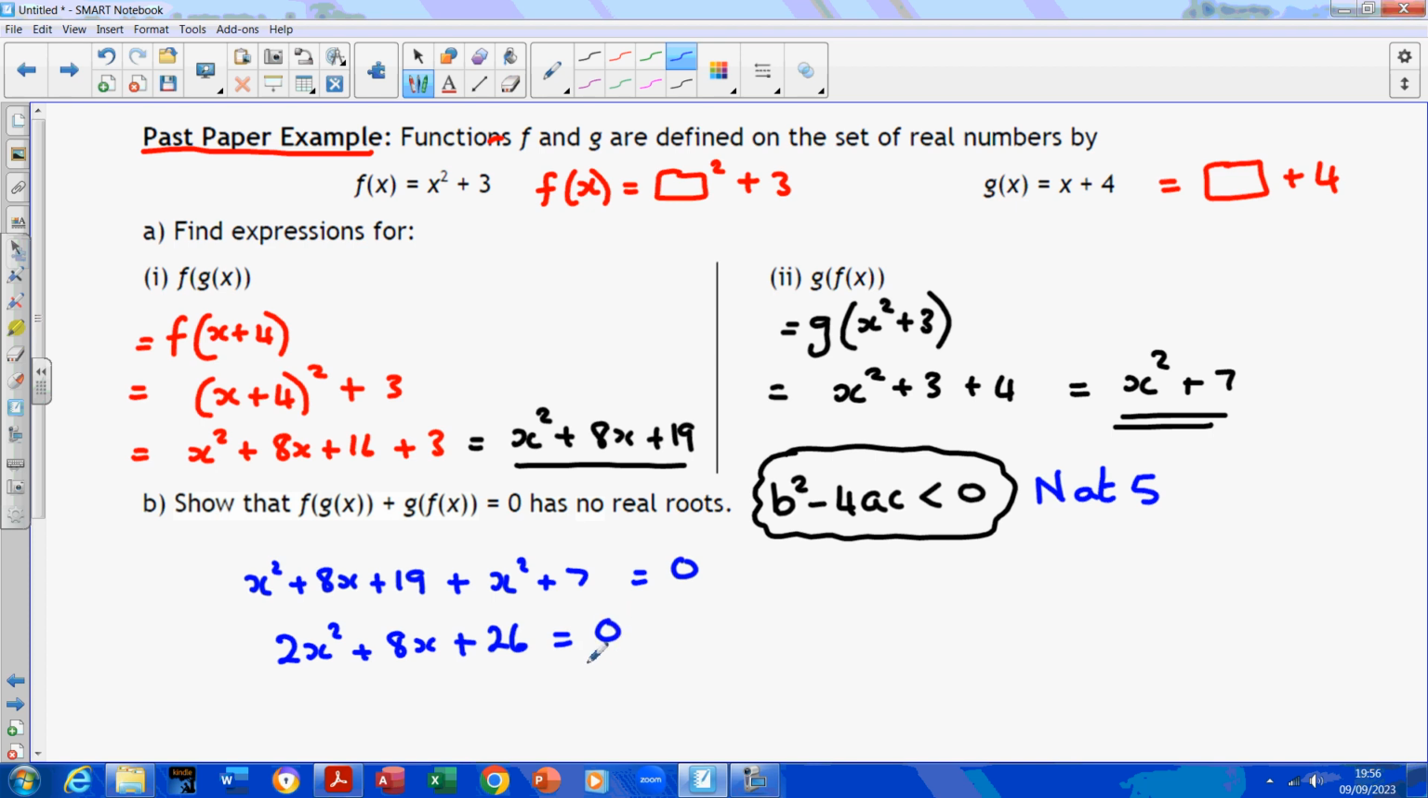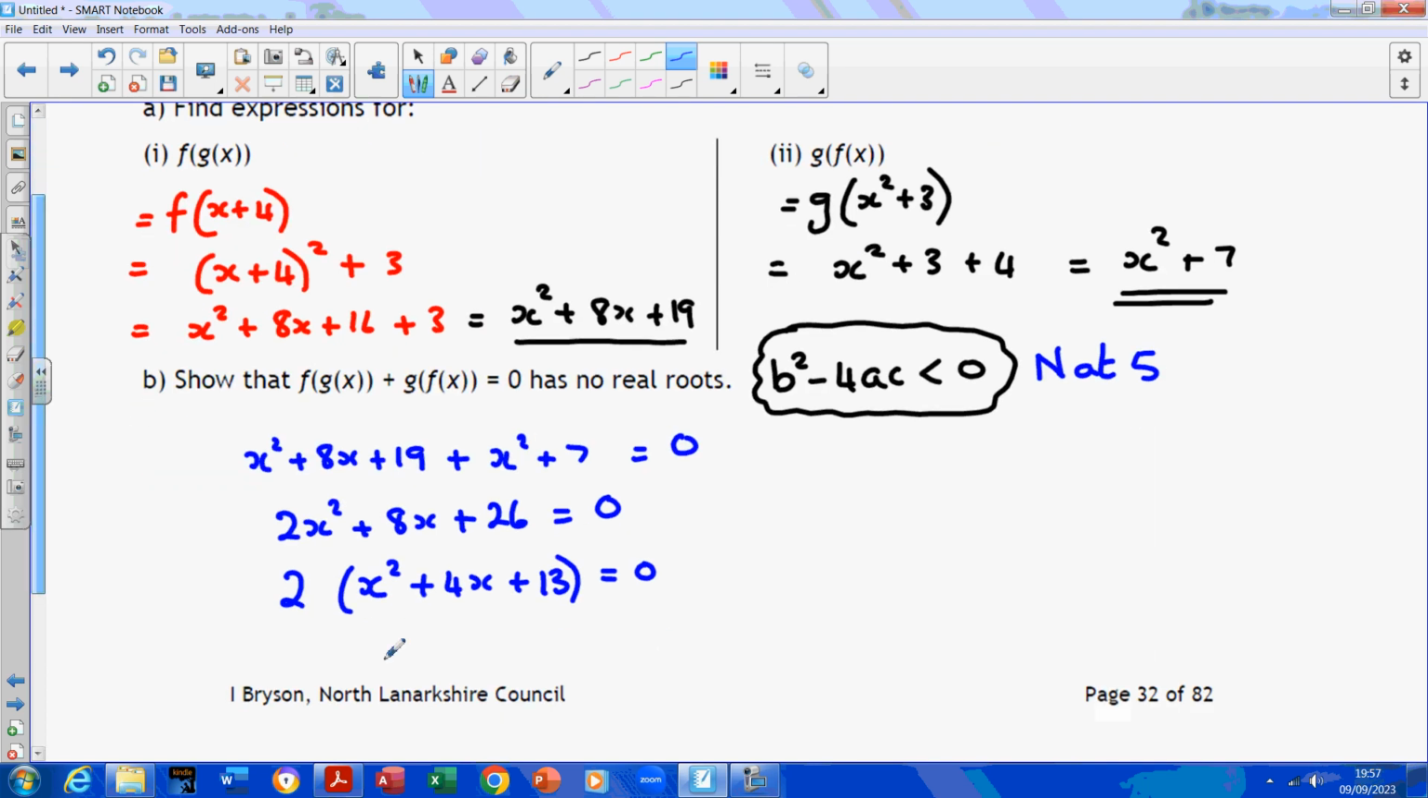So what you can do is take out a common factor if you want from that. So if I take out a common factor, I've got 2 times (x squared plus 4x plus 13). Divide both sides by 2, and that makes x squared plus 4x plus 13 equal to 0. So we want to show that this has got no real roots. So I want to work out the discriminant, and it should be negative. So we've got a is equal to 1, b is equal to 4, and c is equal to 13.